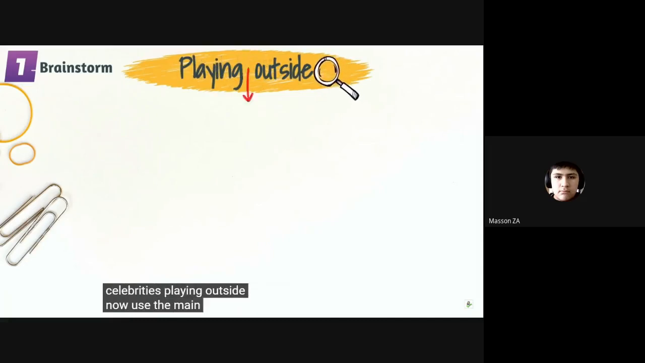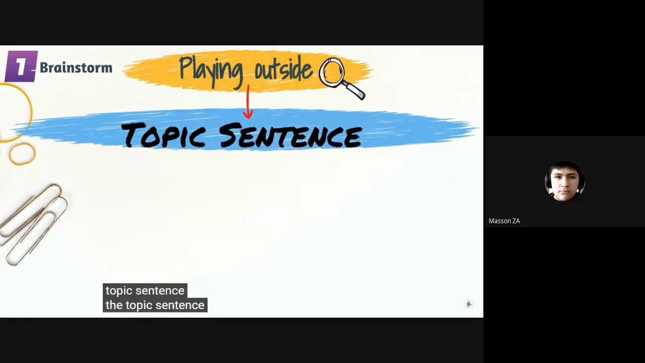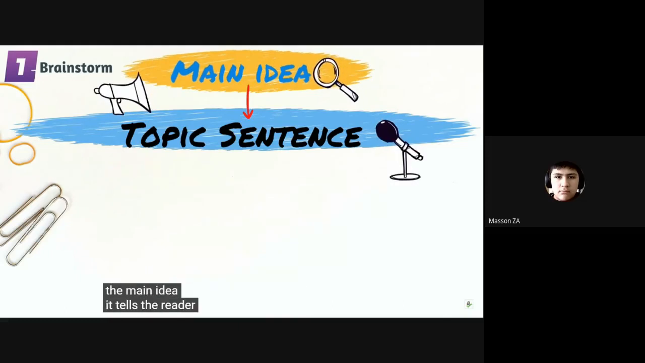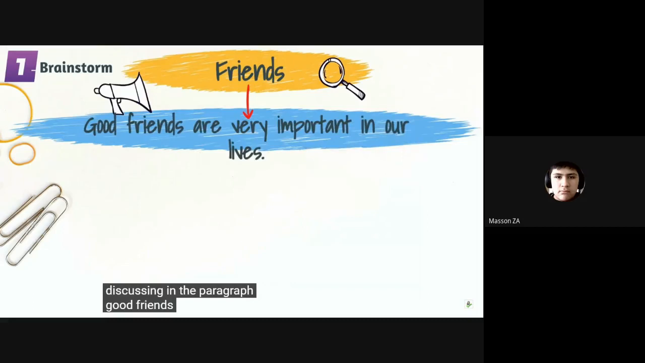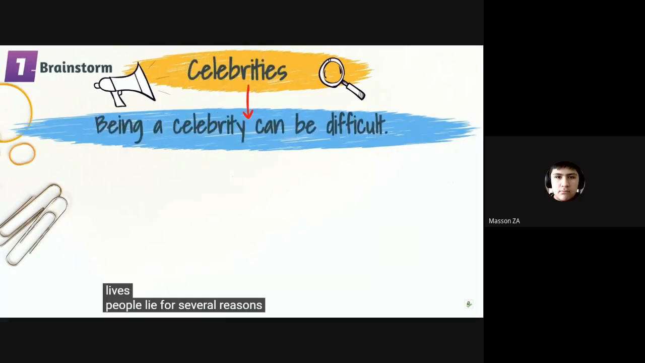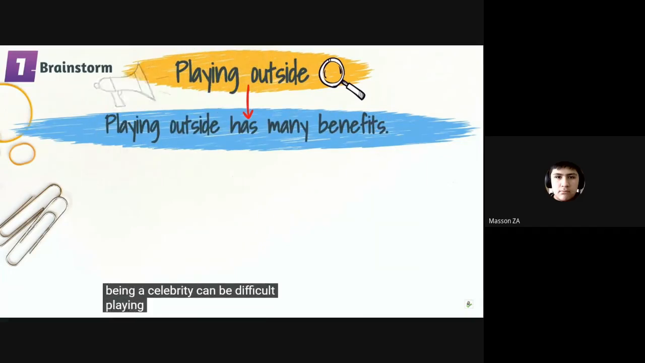Now use the main idea to create the topic sentence. The topic sentence typically identifies the main idea. It tells the reader what you will be discussing in the paragraph. Good friends are very important in our lives. People lie for several reasons. Being a celebrity can be difficult. Playing outside has many benefits.